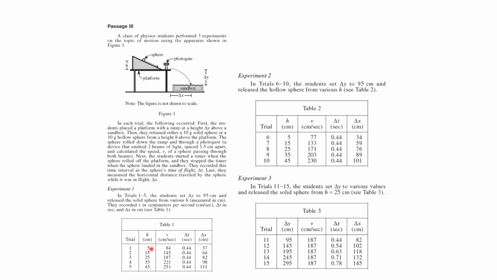And the trials, looks like trial 1 through 5 at height, velocity, time, and X, whatever X is. Oh, X is the distance traveled. And then trial 6 through 10, what's different? Oh, hollow sphere versus a solid sphere. And experiment 3, the table height varied, the Y. And that's it. Now moving to the questions.